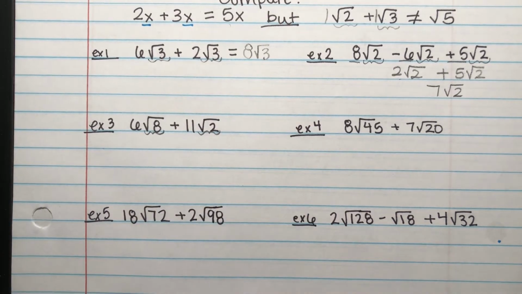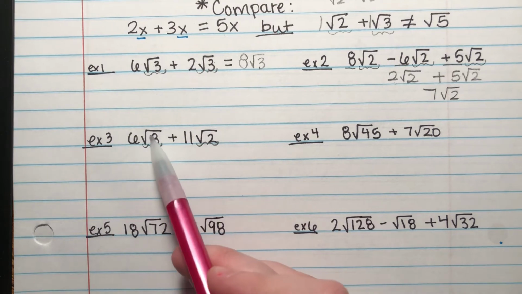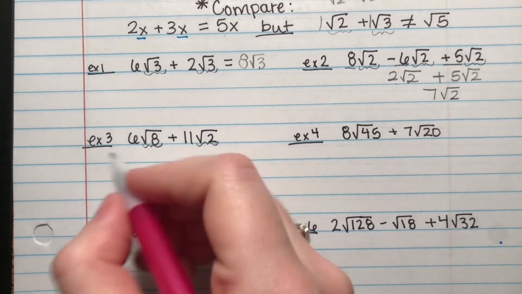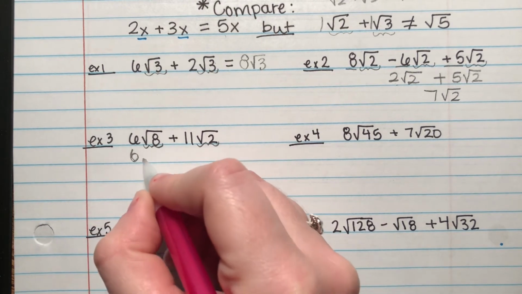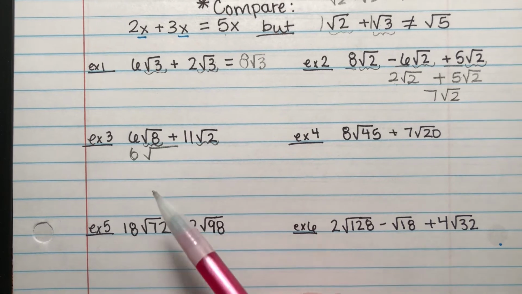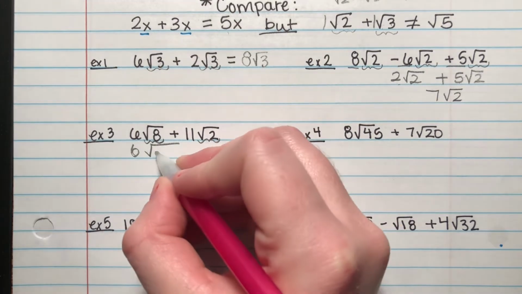You remember going back to simplifying radicals? I'm looking for 2 factors of this number here, 8, where one of them is a perfect square. So I have 6 square root of, what are 2 factors of 8 where one of them is a perfect square? Well, let's see. My factors of 8 are 1 times 8 and 2 times 4. Are any of those numbers perfect squares? Yes, 4 is a perfect square, so I'm going to use those.